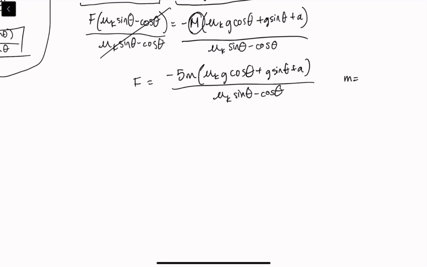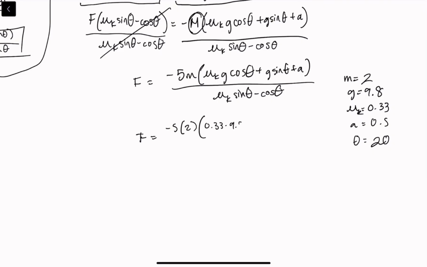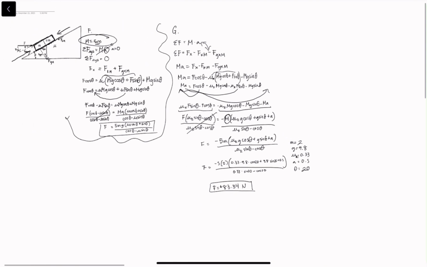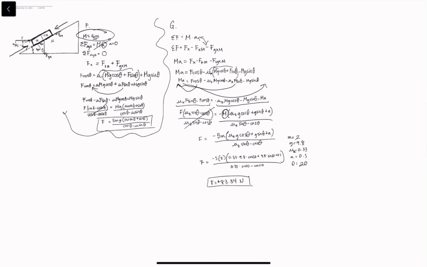And then we're given all of these variables, and we're just going to plug them into the equation. And if we plug this in, we'll get 83.34. And I'm just going to put a positive because I'm taking this line of motion up the slope to be positive.